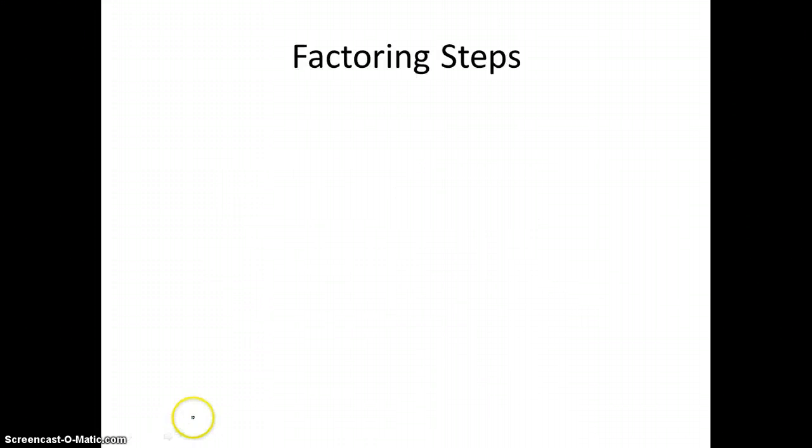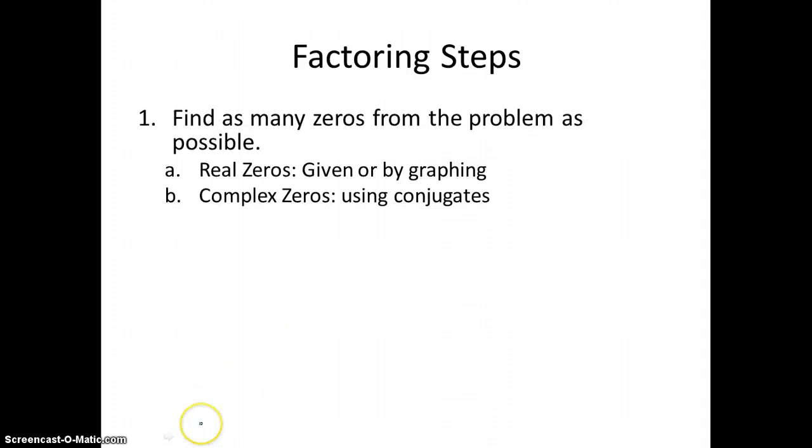So first let's go over once again the different steps that we deal with in factoring these big polynomials. First thing you want to do is find as many zeros from the problem as possible. They're going to give you some kind of information. They might give you a couple zeros, they might ask you to graph to find the zeros, or they might give you a complex zero. And remember, if we have the complex zero, the conjugate is always going to be a zero.